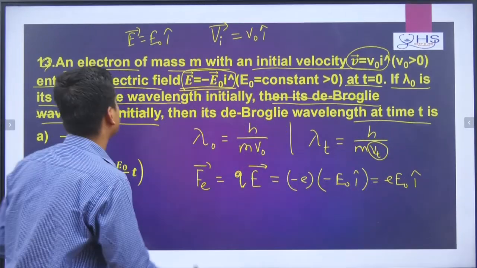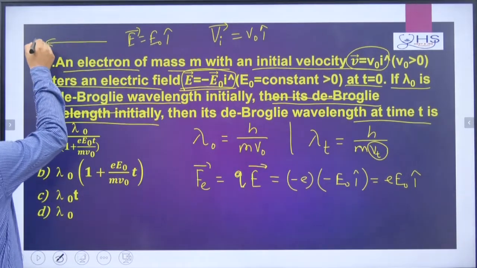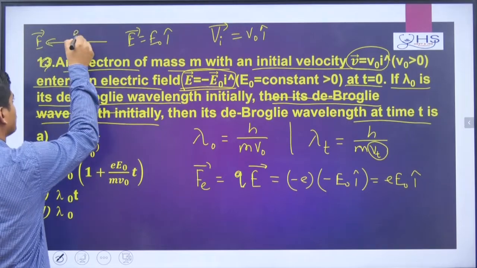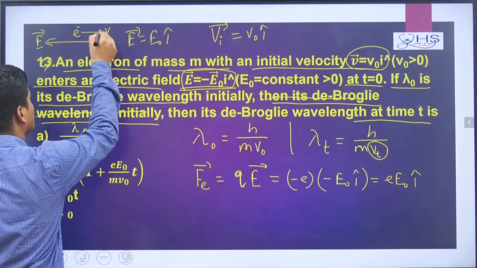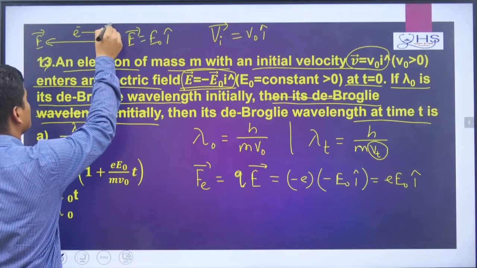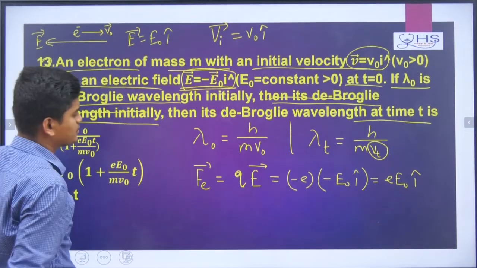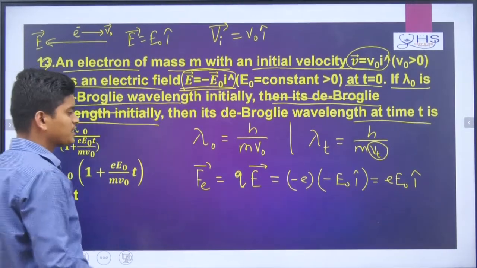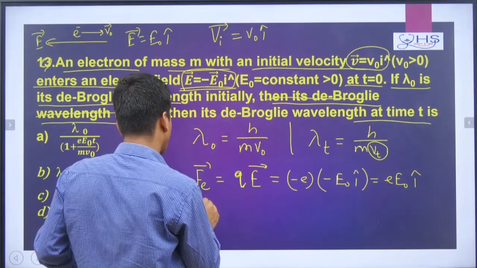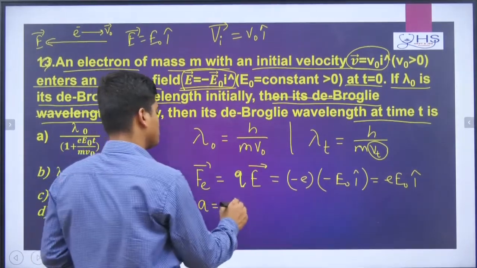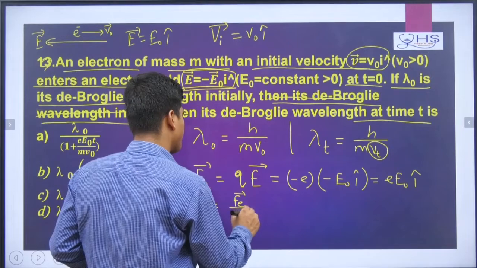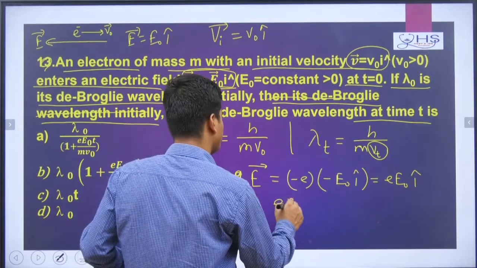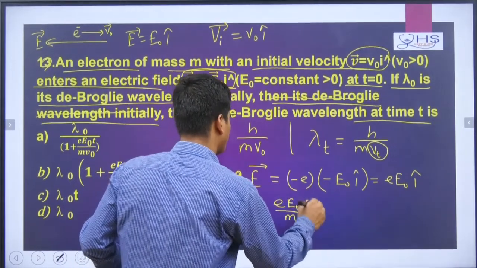So that means your electric field is in the left direction, and the electron is moving towards the right with velocity v naught initially, but at time t we will calculate what is the velocity. Now understand, if I want to find the acceleration of the electron, then it will be Fe by m, mass of the electron, so it will become E naught by m into i cap.